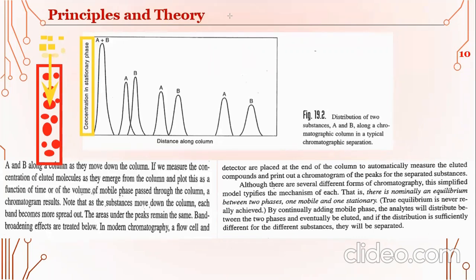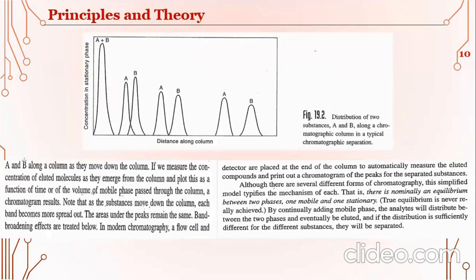So if you can see, A and B, these two are the mixture. This shows the mixture A and B along the column. As they move down the column, we measure the concentration of the eluted molecules as they emerge from the column and plot this as a function of time and the volume of the mobile phase. So as they pass through the column, a chromatogram results.